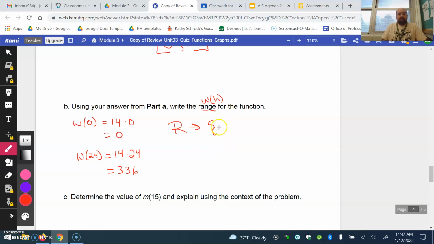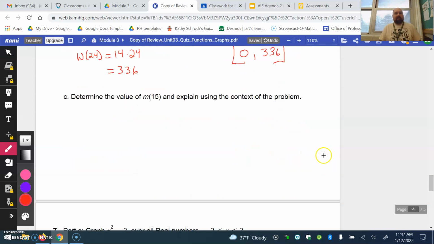So we can use something like 0 is less than or equal to, and I think in my original key, I put Y. Let's use what they give us. W of H is less than or equal to 336. This is the correct way to do it. Or interval notation, 0 to 336, and anything in between.